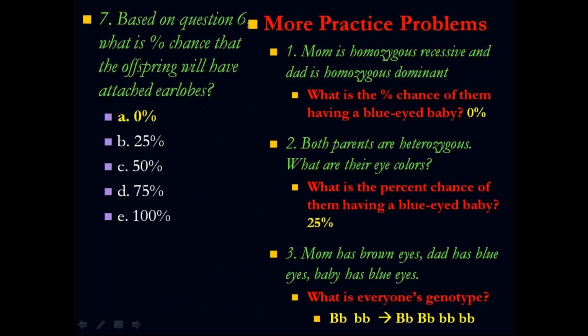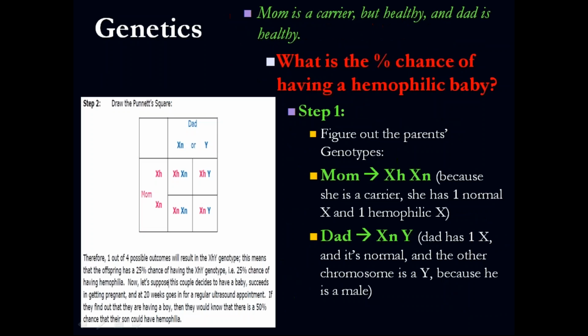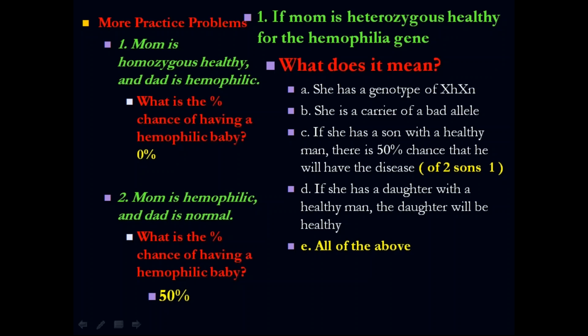All right, so let's go here. Let's keep going. Okay, we were talking about hemophilia, and we were talking about color blindness, right? So that is something that we already can pass.